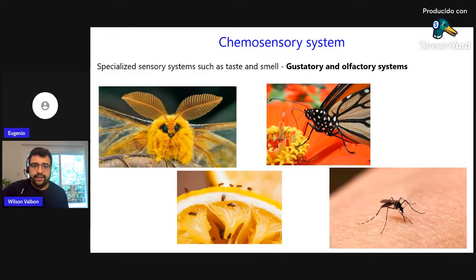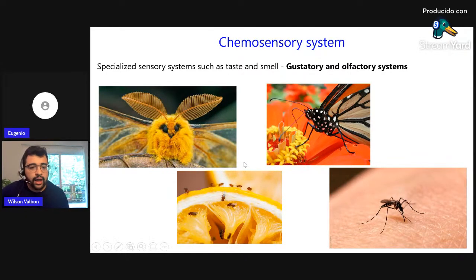Yes, insects have a chemosensory system, a very specialized sensory system that can detect taste and smell. We call this the gustatory and olfactory system. Here we have this beautiful moth, very likely a male. The male uses its fantastic antennae to detect the female by smelling the pheromone. Here we have a butterfly sucking up nectar from this flower, but very likely before it started, the butterfly tasted this flower with its legs. How is that possible? Yes, butterflies use their legs to taste things, to try before eating.